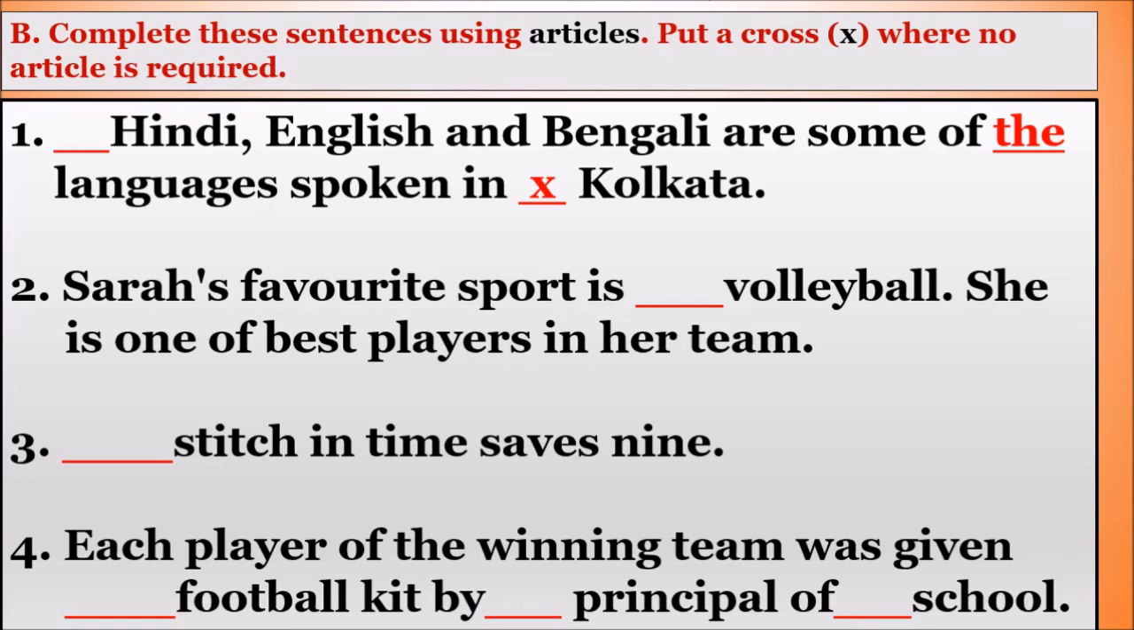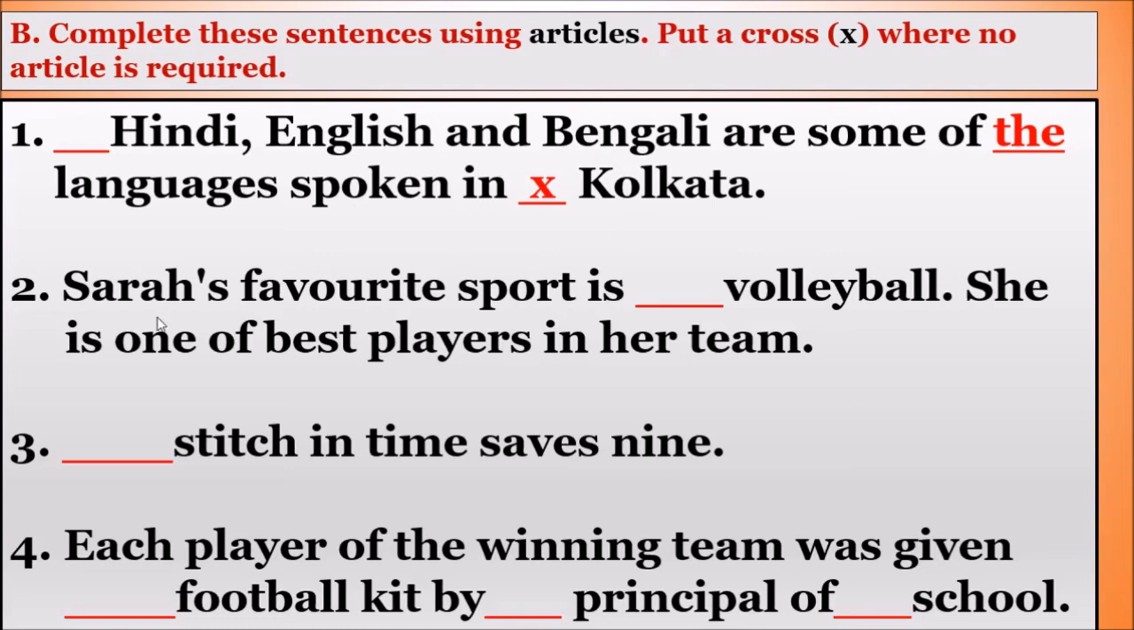Now look, complete these sentences using articles, put a cross where no article is required. So we have to fill the dashes with the articles, and if there is no article required there, we have to put a cross mark. We cannot say "the Hindi" or "a Hindi". Hindi, English and Bengali are some of the languages spoken in Kolkata, right?